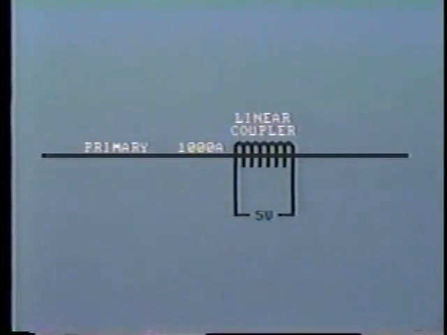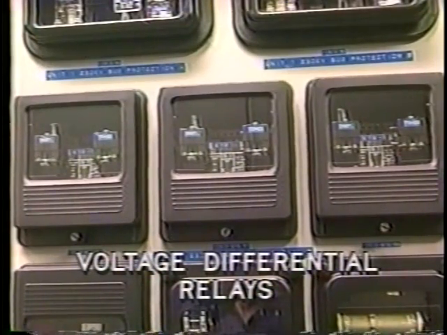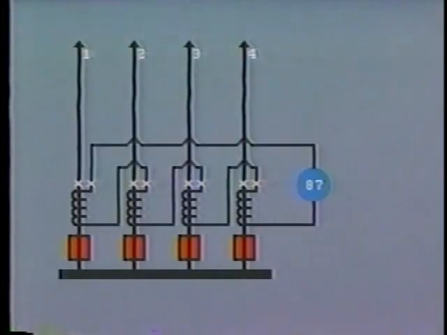The linear coupler is usually designed to provide 5 volts on the secondary side for 1,000 amps passing through the primary. Note that the output of this type of CT is designated in volts instead of amps. The type of relay used is a voltage differential relay. For bus protection, the linear couplers are all connected in series like this.